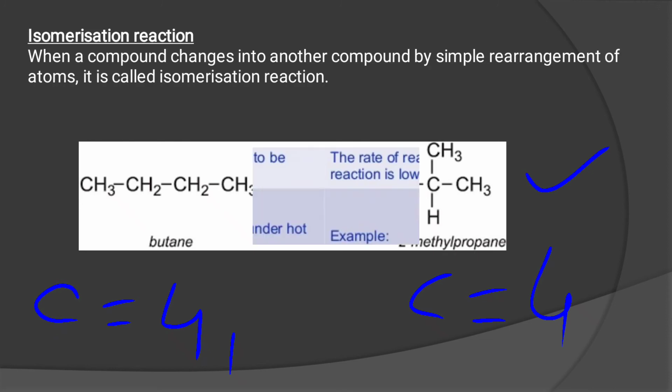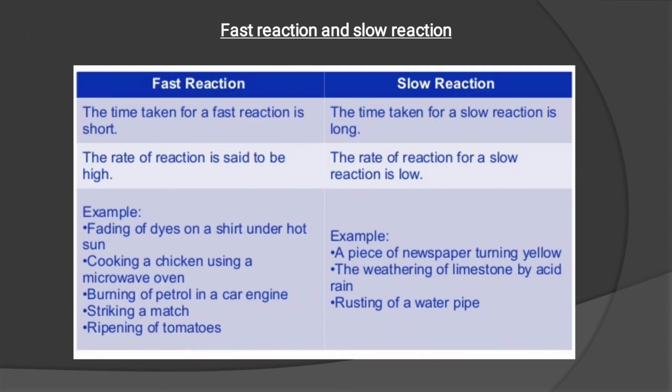Okay. The next comes the fast reaction and slow reaction. So what is the difference? Mainly the difference is this. The time taken for a fast reaction is short and the time taken for a slow reaction is long. The rate of reaction is high in a fast reaction and the rate of reaction for a slow reaction is low. Examples have been given here.